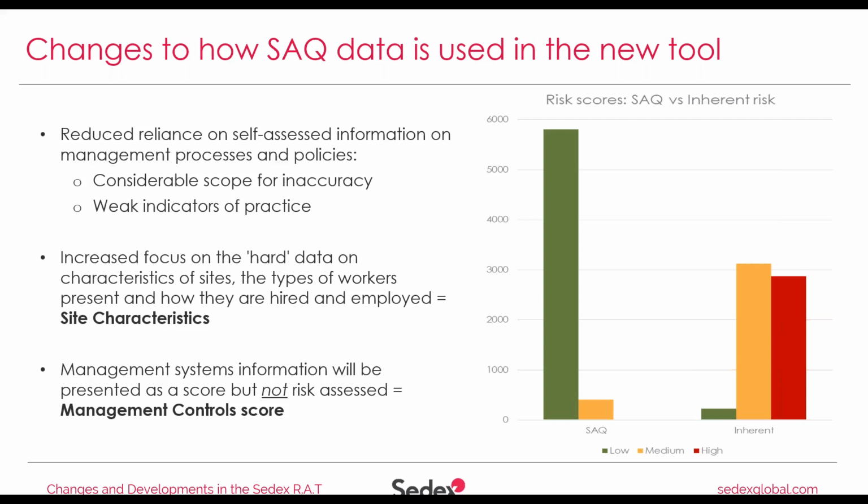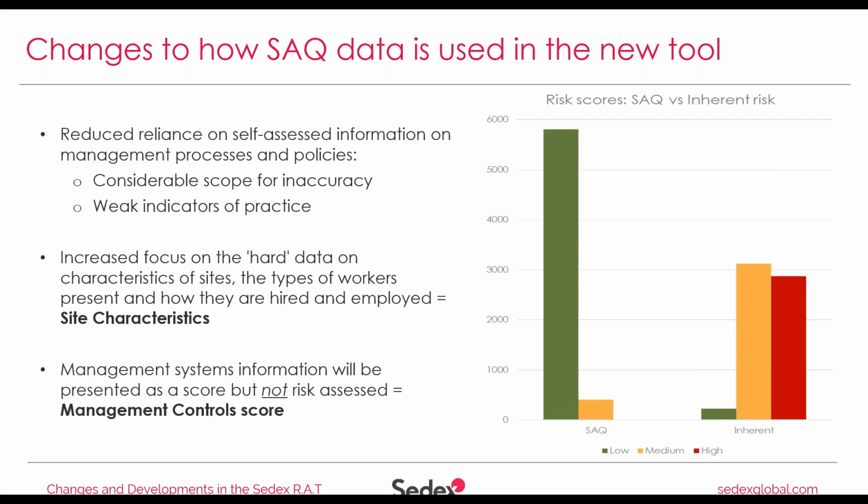So what we're doing actually then is separating out those two sources of information. In the first, we will develop a site characteristics score, and that really takes information from hard data on characteristics of the site. That might be the type of workers present, how they're hired and employed, whether there are hazardous materials on the site, environmental practices undertaken, and those will be captured and put into a risk-scored site characteristics score.